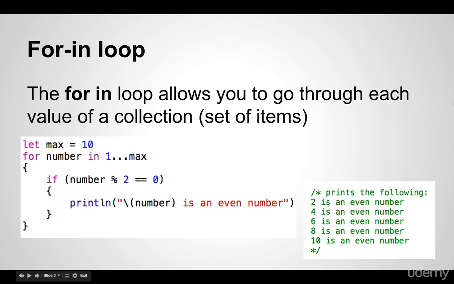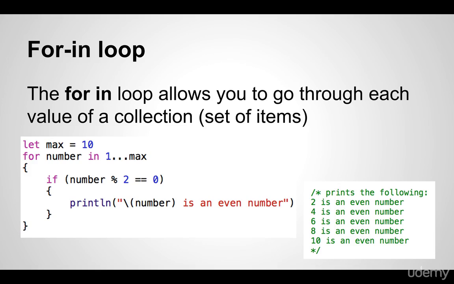So first one, for in loop. The for in loop allows you to go through each value of a collection, or a collection is also a set of items. Okay, so take a look at this example. You let max is equal to 10. So you have this value max, that's 10, and you do for number in 1 all the way to max. Right now it's going to go through each number from 1 to max, and max is 10. So it's going to go through number 1, 2, 3, 4, 5, 6, 7, 8, 9, 10.